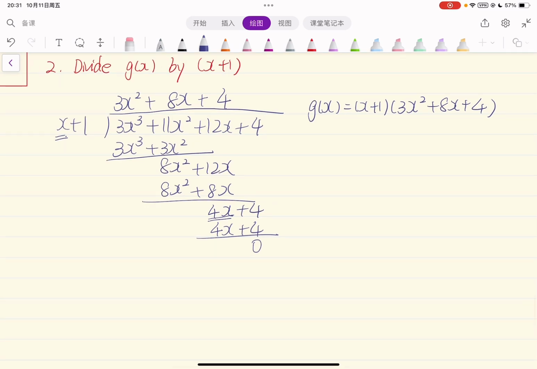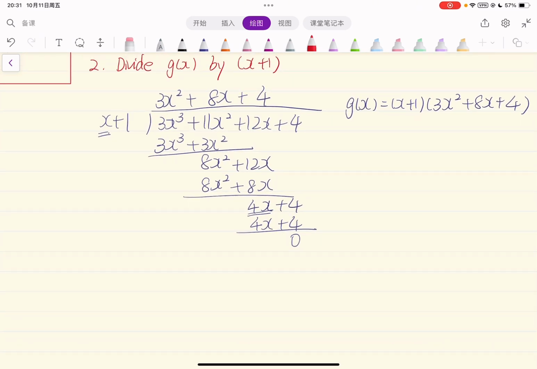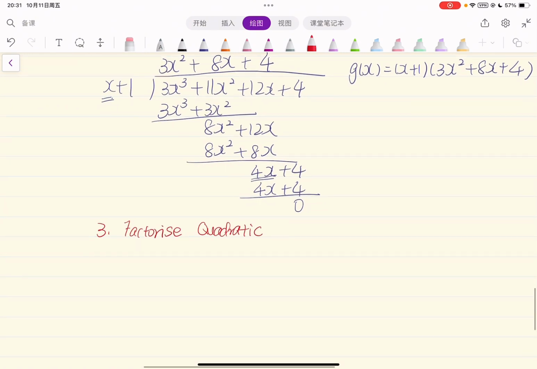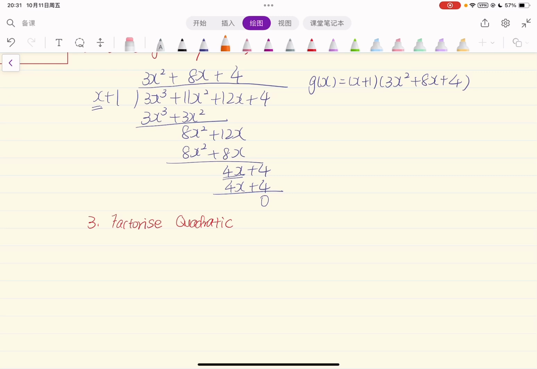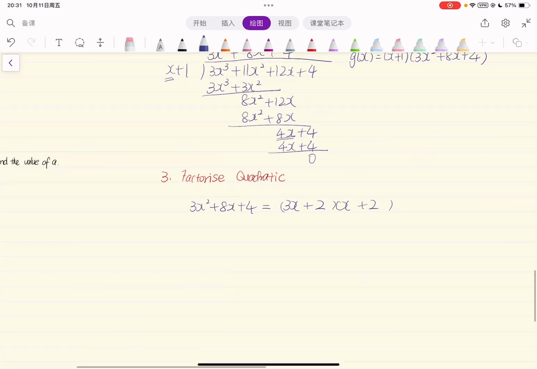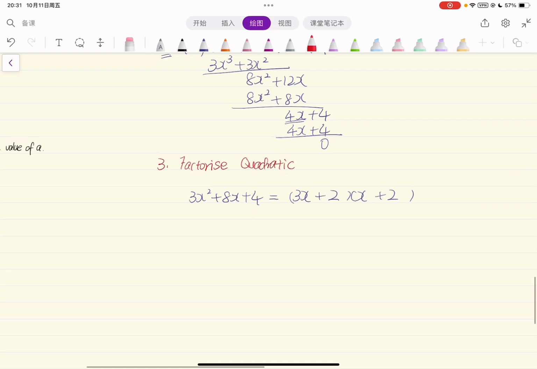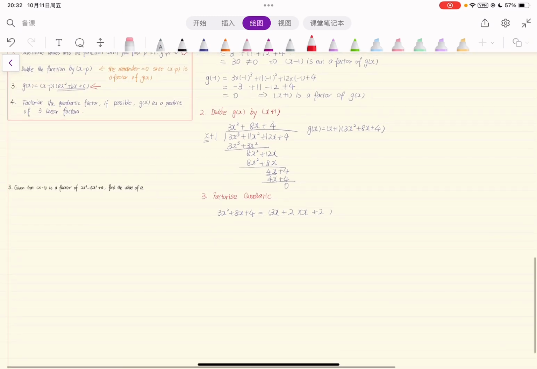Now we can factorize this quadratic. We have 3x squared plus 8x plus 4 equals 3x plus 2 times x plus 2. So we have done that. In this case, we can write down all the factors.